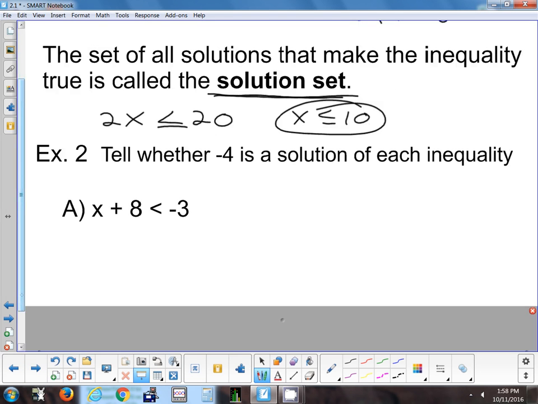Okay, so first one here, this one you don't have written on your notes, so you have to write that example in. It says x plus 8 is less than negative 3. I want to know if negative 4 is a solution. How did you tell, Antonio? What do you do to tell if that's a solution? So I plugged in negative 4 into x. Perfect, he said it exactly right. Take negative 4, plug it in for x.